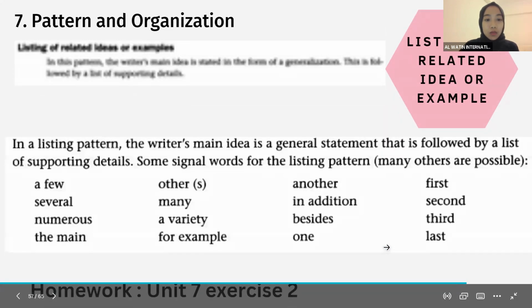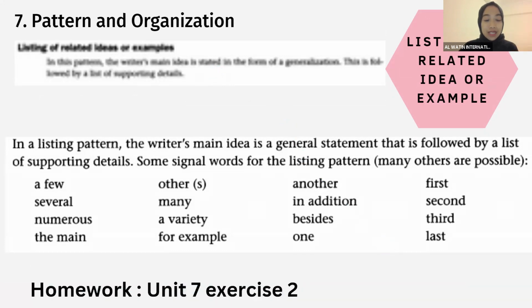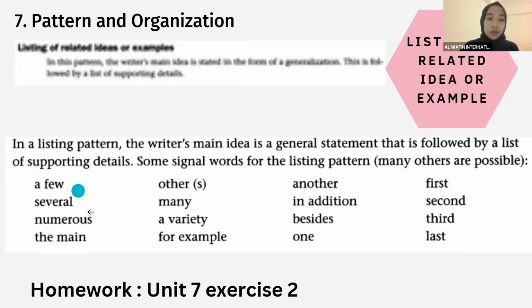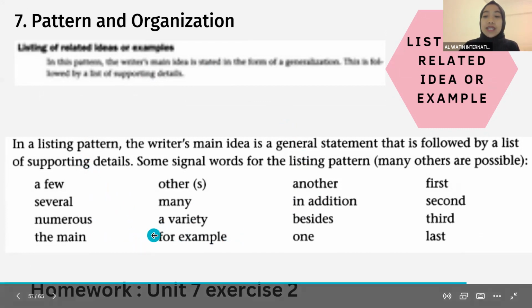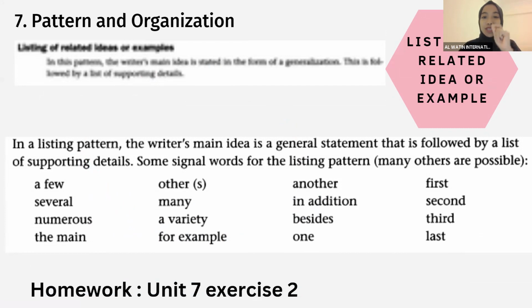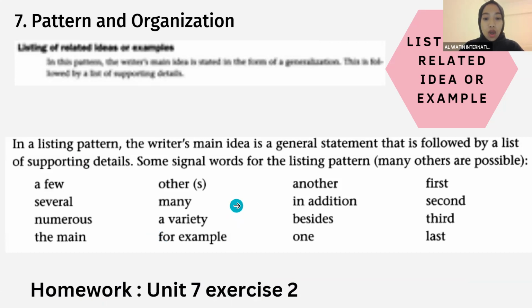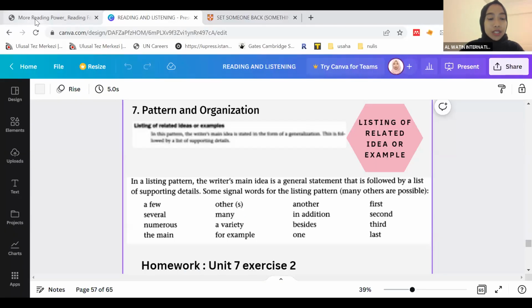And other than that, the keywords for listing, the writer usually uses words like several, a few, numerous. For example, sometimes in the listing, we can put examples, for example, A, B, C, D, just like that. So yes, yesterday I gave you homework, unit 7, exercise 2. Let's discuss the homework directly.